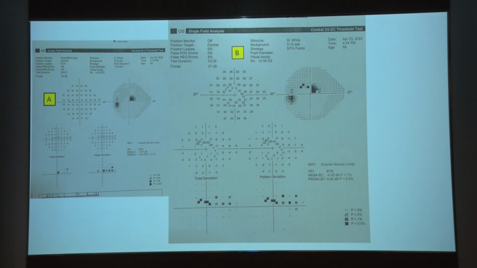Yes, somebody said 24-2C. What is 24-2C? What is this field? This will come in your recent advances. It's in Humphrey 840 onwards. Theta faster. You have theta and theta fast. This is theta faster, right? So you're right. But what is special about this field? Is it only faster? Or is there something else?